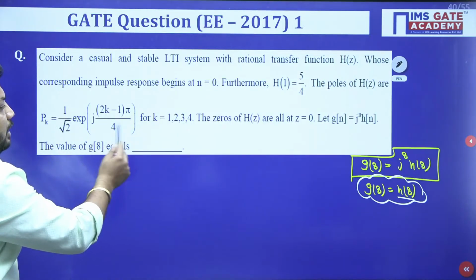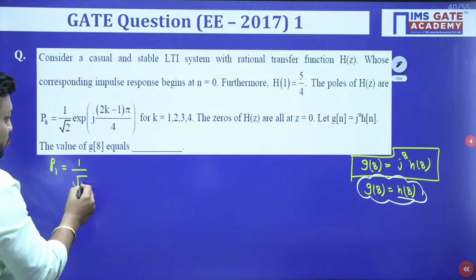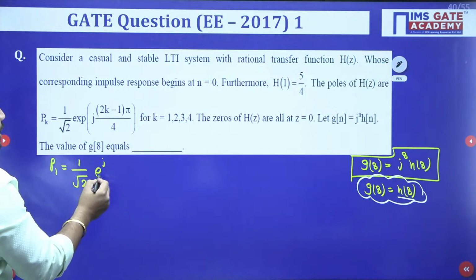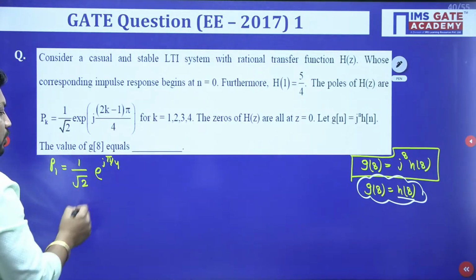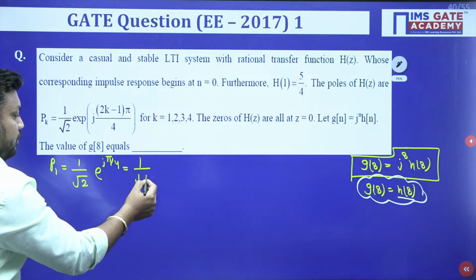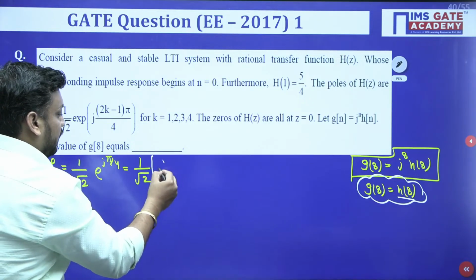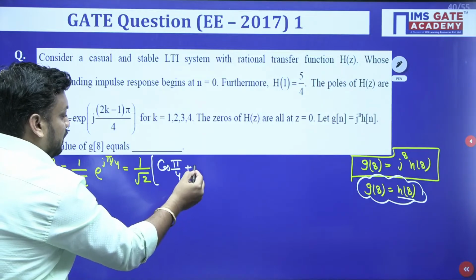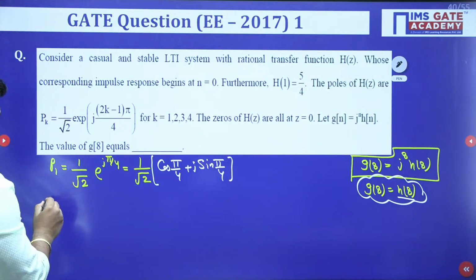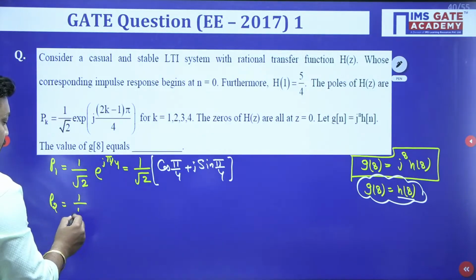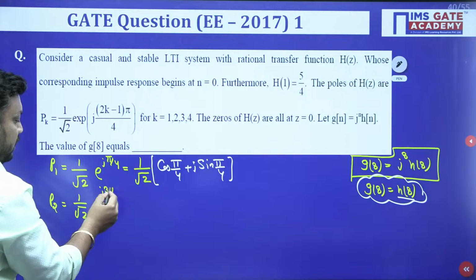Because students, p_k, k equal to 1, 2, 3, 4 are given, so if I put the value of p1 here, don't you think I will get 1 by root 2 e to the power j(2k minus 1)pi by 4, and if I put k equal to 1 here, 2 minus 1, it will be e to the power j pi by 4. So what you will get ultimately? You will get 1 by root 2 outside the bracket, and e to the power j pi by 4 will open like this, cos of pi by 4 plus j sin pi by 4. Similarly students, if I write p2, I will get 1 by root 2. If you put k equal to 2 here, 2 to 4 minus 1, 3, so e to the power j 3 pi by 4.